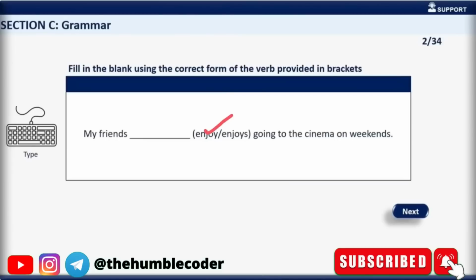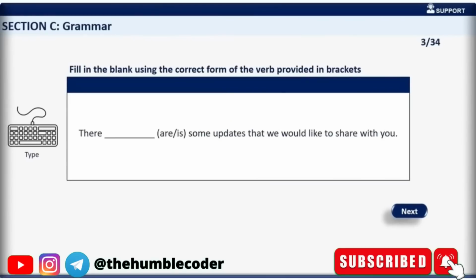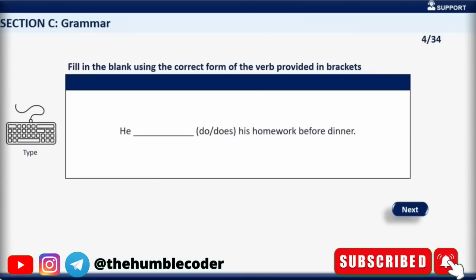Moving on to the next question. The dash, are or is, some updates that we would like to share with you. So the correct answer in this case is going to be are. There are some updates that we would like to share with you. Moving on to the next question. He dash, do or does, his homework before dinner. So the correct answer in this case is going to be does. He does his homework before dinner.